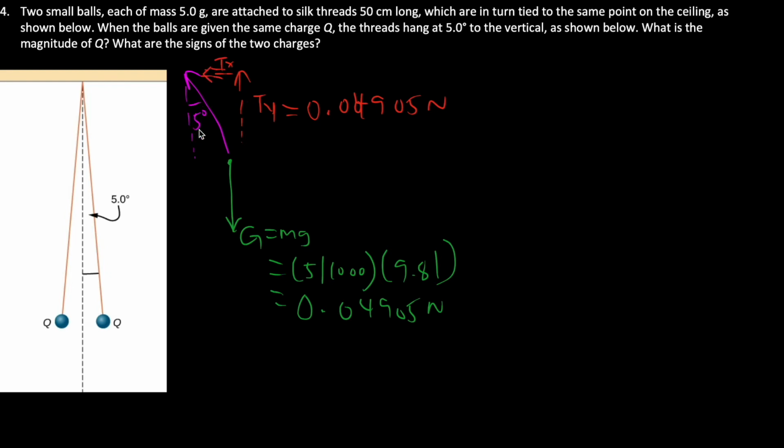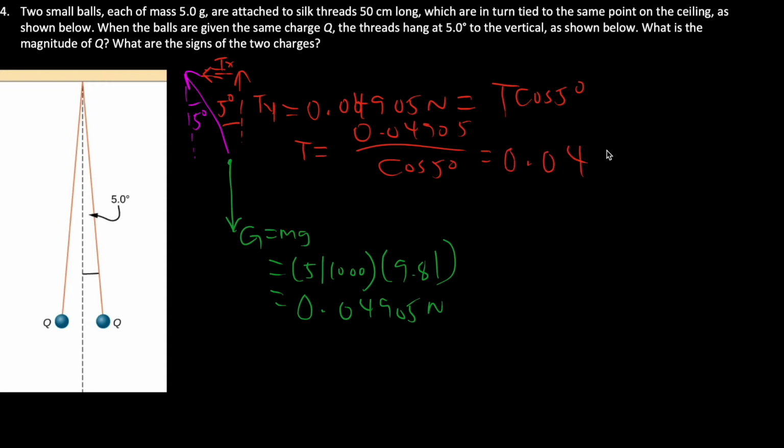So since this degree here is 5 and those two lines are parallel, here must also be 5 degrees. Right? And we know Ty is also equal to T cosine 5 degrees. So we can calculate T. So T is going to be equal to 0.04905 over cosine 5 degrees, giving us a value of 0.0492 Newton. So this is the force of tension.